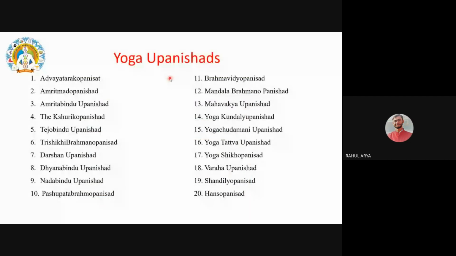Yoga Upanishads. So these are the total Yoga Upanishads: the Adhyatma Upanishad, Amrit Nada Upanishad, Amrit Bindu Upanishad, Tejo Bindu Upanishad, Trishikhi Brahmana Upanishad, Darshana Upanishad, Dhyana Bindu Upanishad, Nada Bindu Upanishad, Pashupata Brahmana Upanishad, Mahavakya Upanishad, Yoga Kundalini Upanishad, Yoga Chudamani Upanishad, Yoga Tattva Upanishad, Yoga Shikha Upanishad, Varaha Upanishad, and many Upanishads are also in the syllabus.